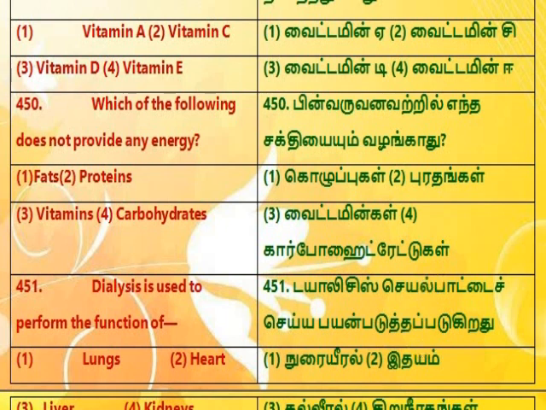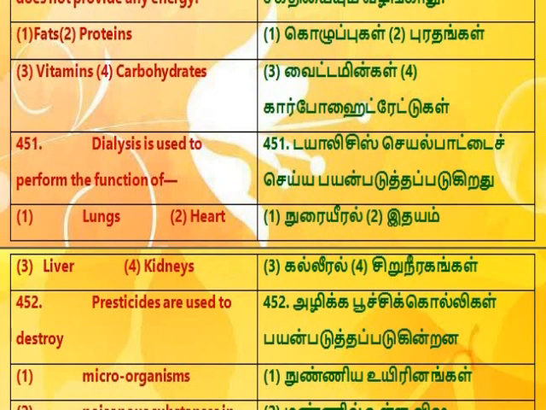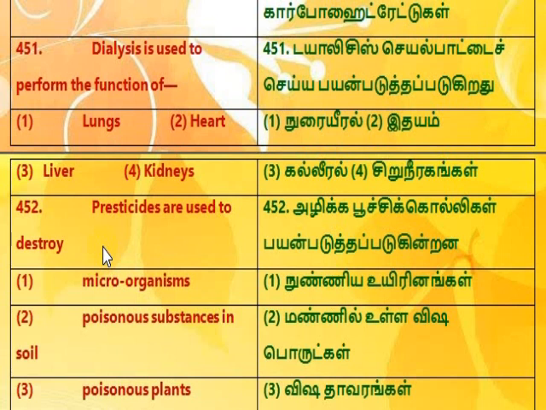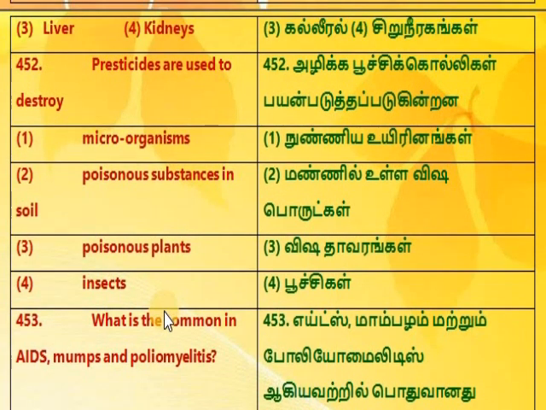450 Which of the following does not provide any energy? 1. Fats. 2. Proteins. 3. Vitamins. 4. Carbohydrates. 451 Dialysis is used to perform the function of 1. Lungs. 2. Heart. 3. Liver. 4. Kidneys. 452 Pesticides are used to destroy 1. Microorganisms. 2. Poisonous substances in soil. 3. Poisonous plants. 4. Insects.